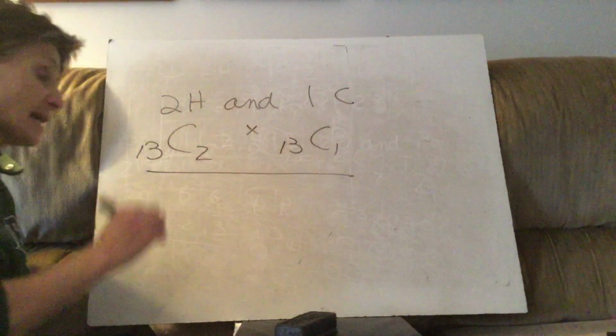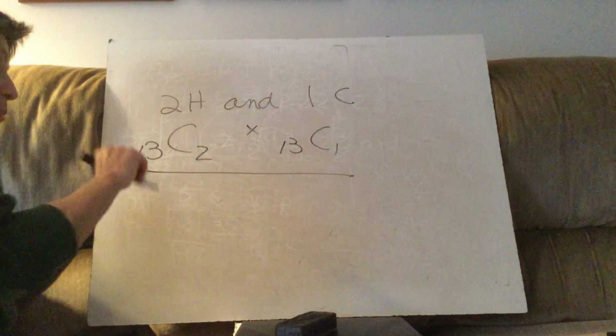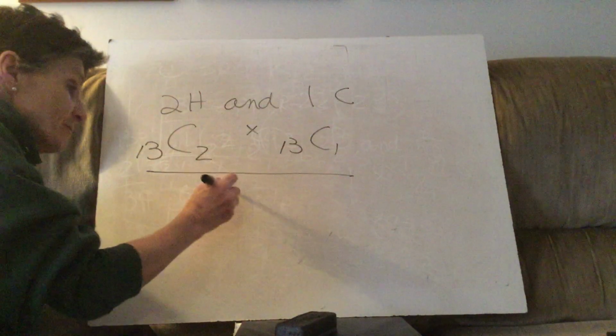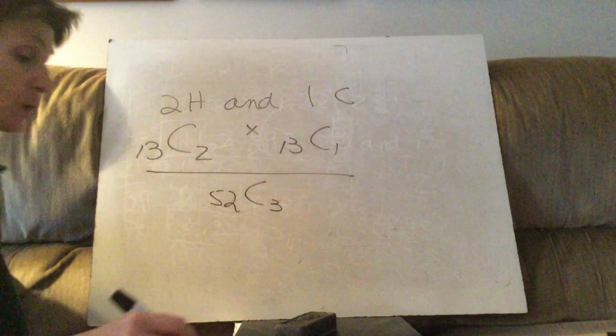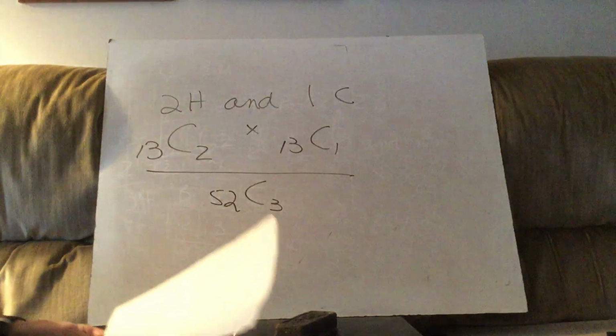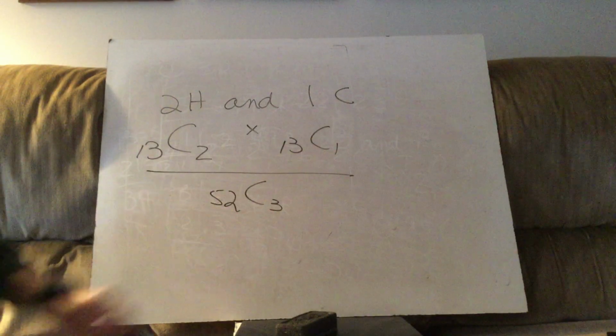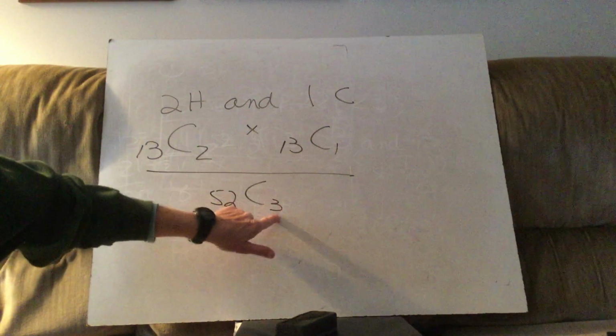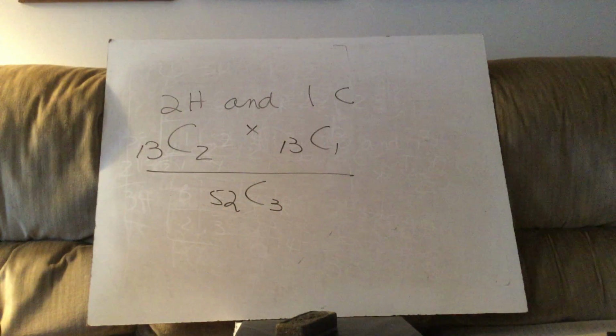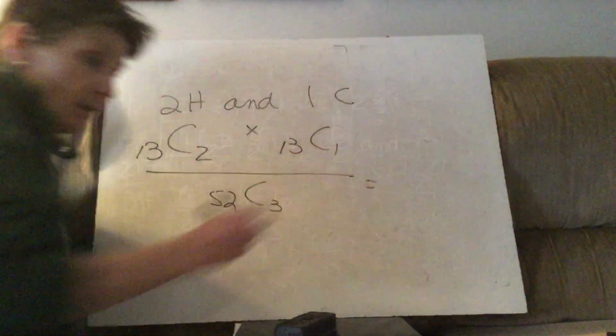Now we're going to divide that. This is a probability question, so we have to divide it by 52C3. Why 52C3? Because we are choosing 3 cards from a standard deck, and there are 52 cards in the deck, and we are choosing 3. Okay, let's type that in on our calculator.